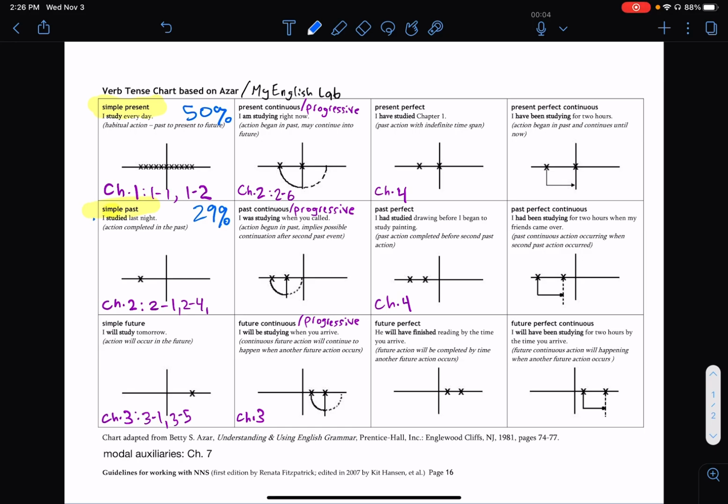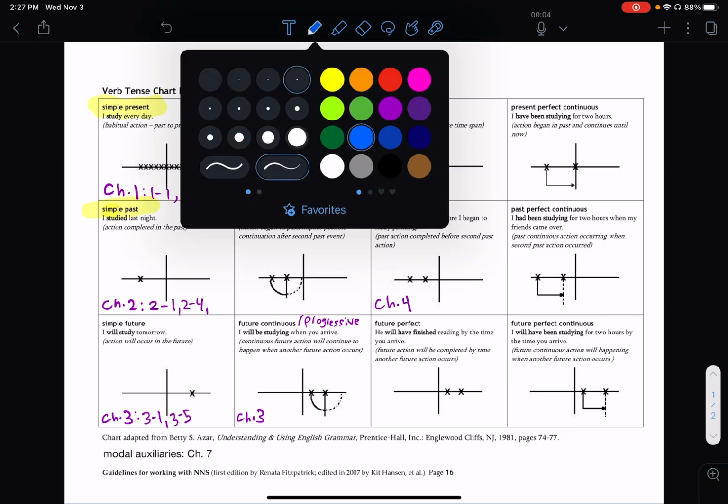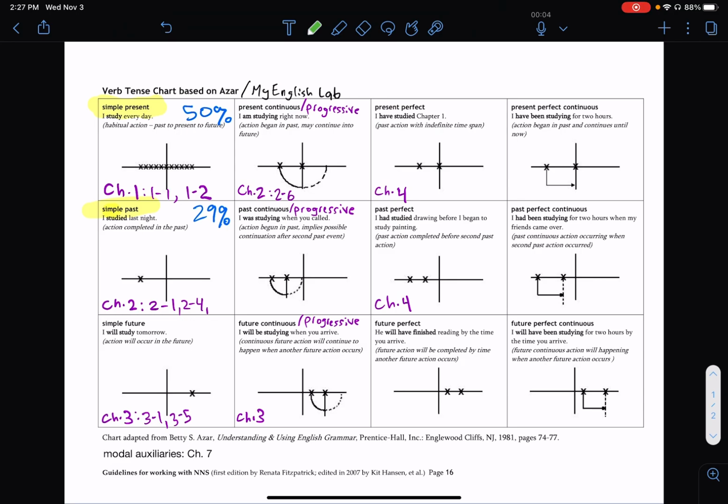People know the simple past for having that ed ending, right? I studied. I cried. I hugged my mom. I watched a movie last night. These are actions that are completed in the past. I mean, they're already done, right? The simple past, unfortunately, it does have a lot of irregulars.